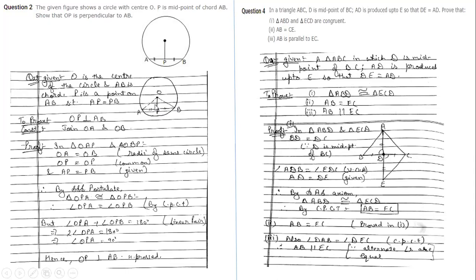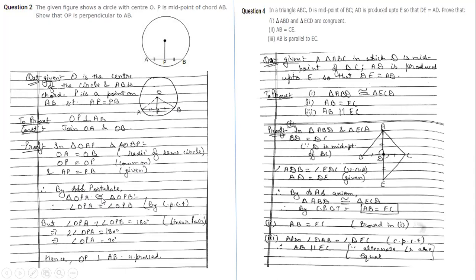And we all know that radii of the same circle are also equal. OA is the radius of this circle. OB is the radius, because they are the radii of the same circle. So OA is equal to OB. The three sides of these triangles are equal. That means by using the SSS postulate, side, side, side axiom, we can say that these two triangles are congruent.